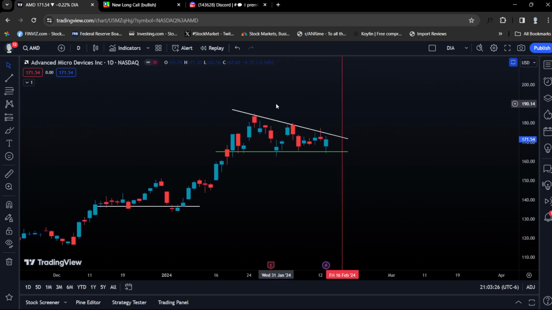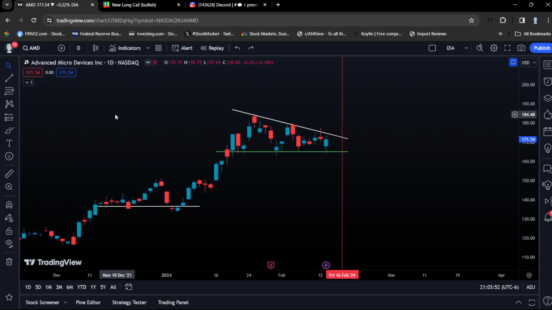Now, the number one thing that I'm loving about this play is how tight we are getting for AMD. So we can see that every day that passes by, we get tighter and tighter, and it is only a matter of time before AMD actually breaks out. So we have this setup, which looks absolutely amazing. I got it on the small account challenge. But we can see that it is only a matter of time.